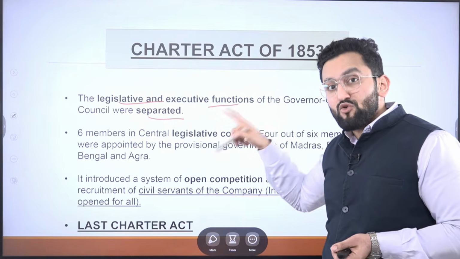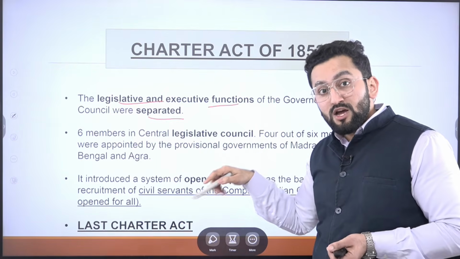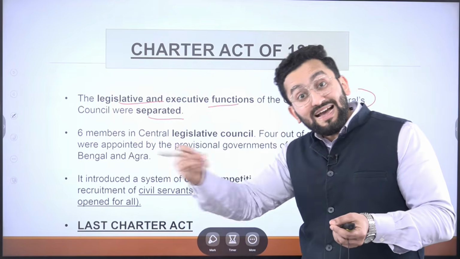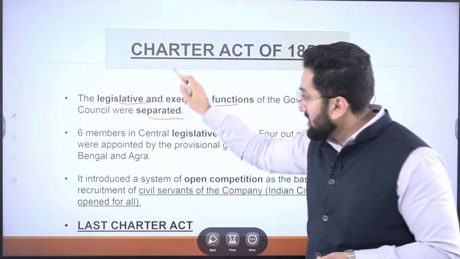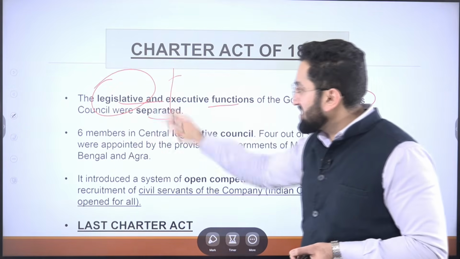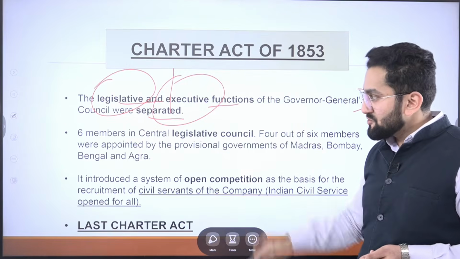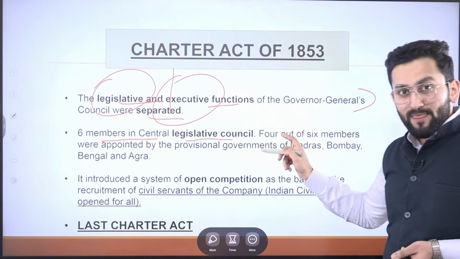The Governor General of India's Council was taking decisions with respect to making laws as well as executing laws. But after the 1853 Charter Act, it was said there should be a separation. There should be a separate legislative body. Law making should be separate and execution should be different. There were 6 members in the Central Legislative Council.